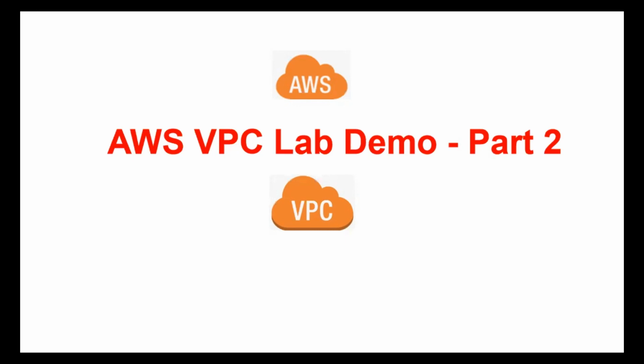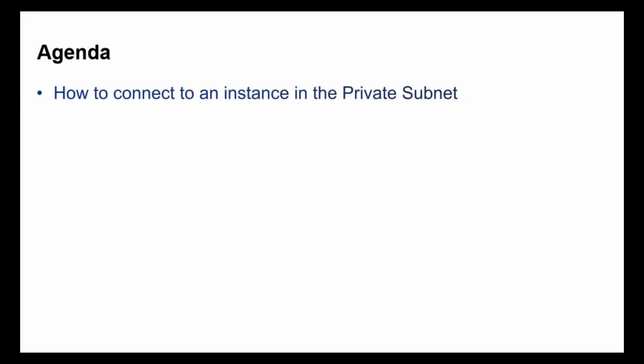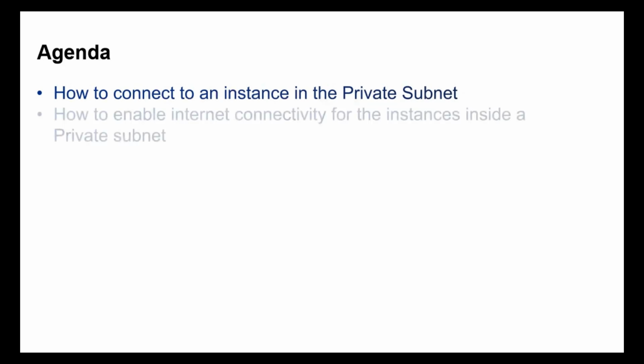So as part of this Part 2 video on the VPC Lab Demo, we will see how to connect to an instance in a private subnet from an instance in a public subnet. In our case, we have a web server in a public subnet. Once we launch an instance inside a private subnet, how do we connect to that instance from the web server?